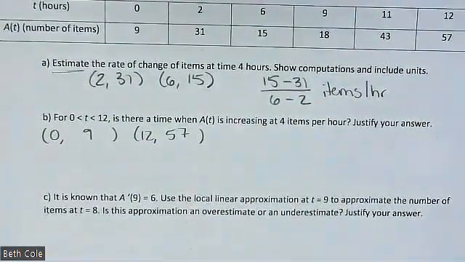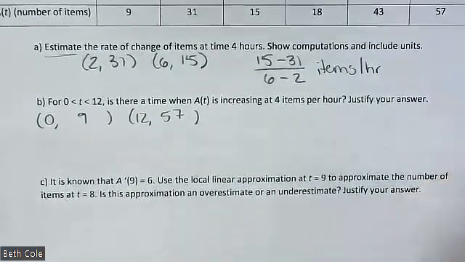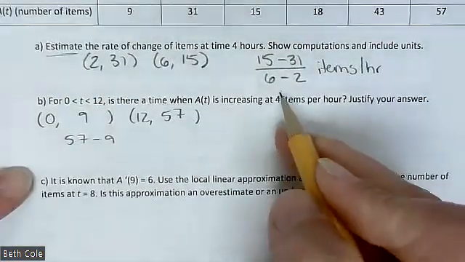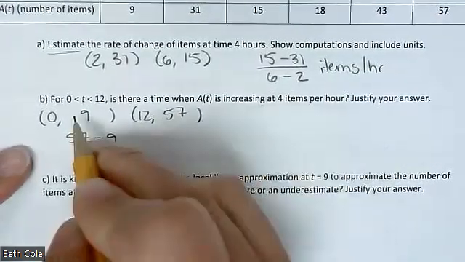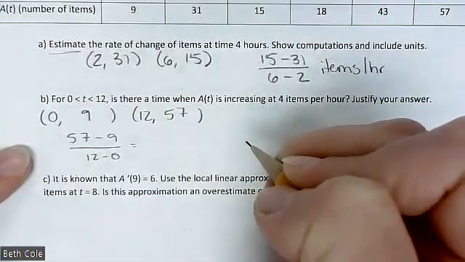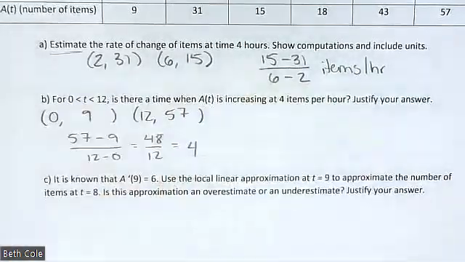Hey, Ms. Cole, this feels like exactly what we did in part A, but with different numbers. Yep. I've seen them do this. We just have to show that it equals 4. So 57 minus 9 over 12 minus 0, that's going to be 48 over 12, which is 4.